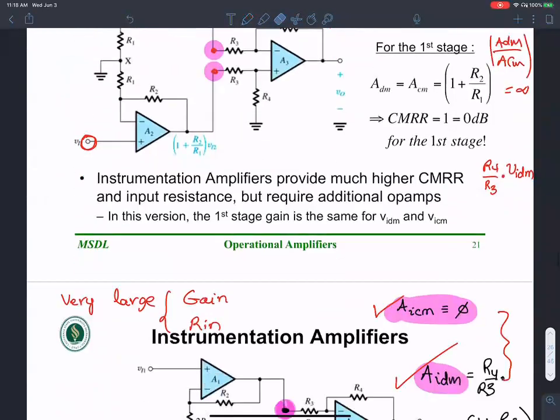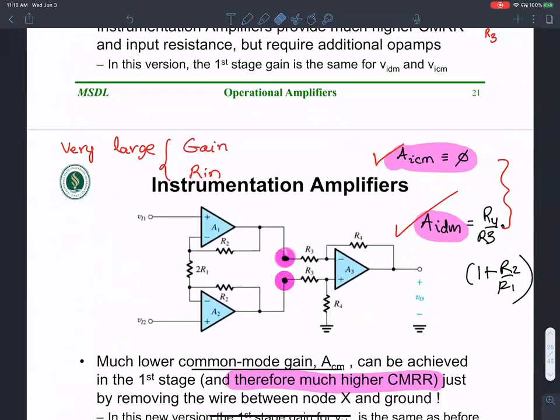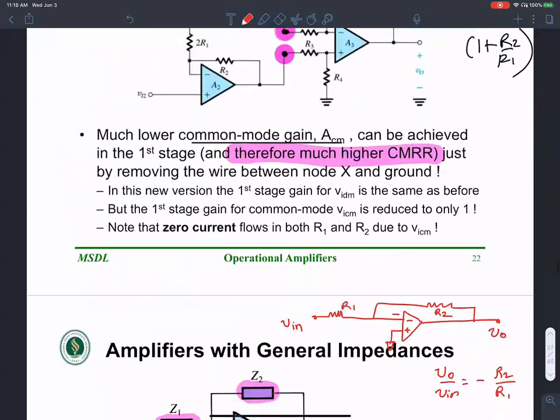I don't want that common mode gain, so I got rid of the ground over here, and then the common mode gain came down to 0. Okay, so that is the instrumentation amplifier, which can give me pretty good gain and also pretty good input resistance.